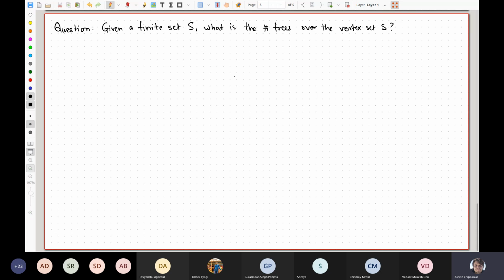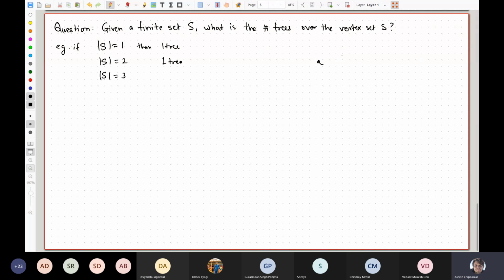Okay, so a simple example. Obviously this depends only on the size of S. The identities of the vertices really don't matter. So for example, if the size of S is equal to 1, then there is one tree, obviously the single vertex. If the size of S is equal to 2, then still you have one tree, which is just the edge. Size of S is equal to 3. How many trees do you have? Let's see, you have three trees.